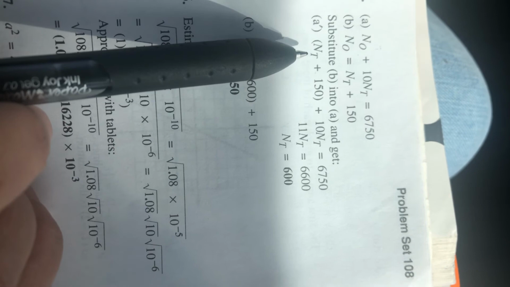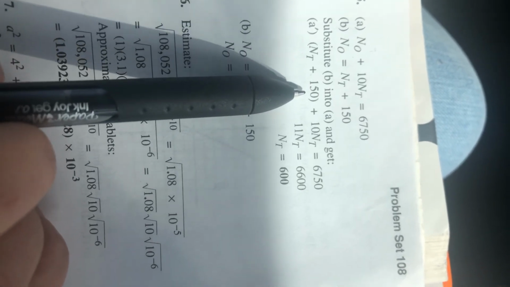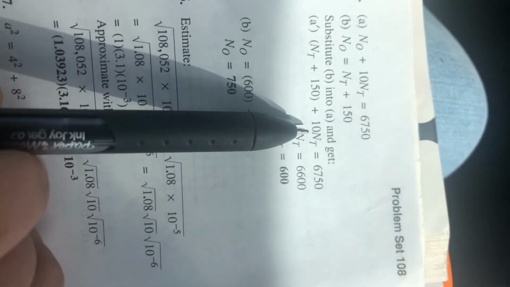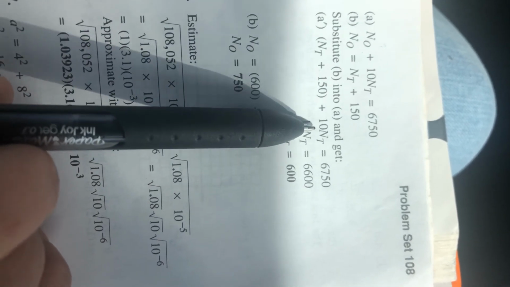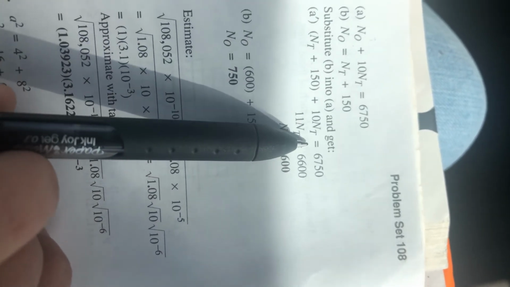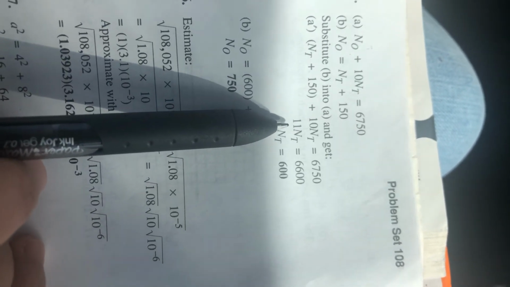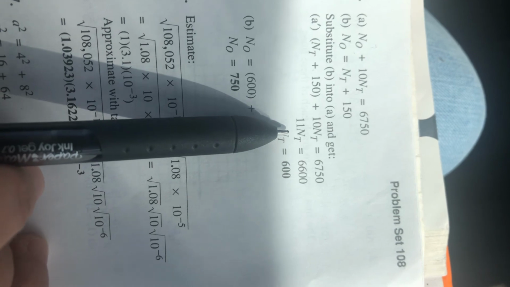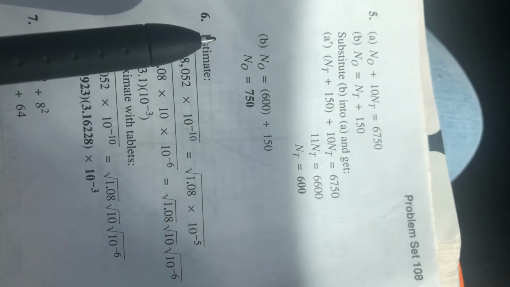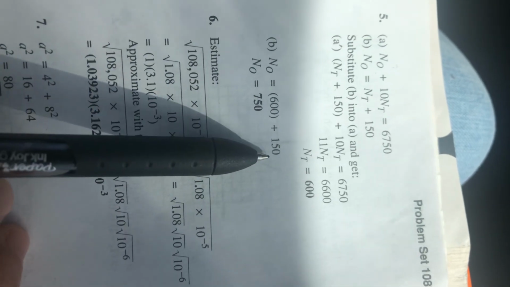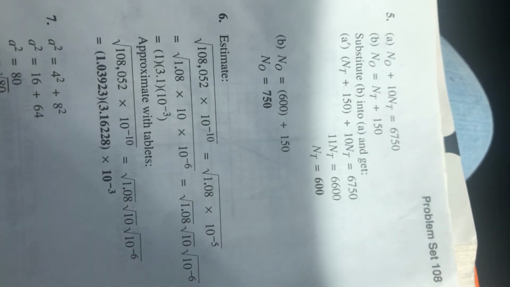Then they substituted and they said number of tens plus 150, so that's your ones, plus the number of tens equals 6,750. Then they get 11 NT equals 6,600, so 600. Again, the number of ones was 600 plus 150, so 750. Hopefully that's helpful.